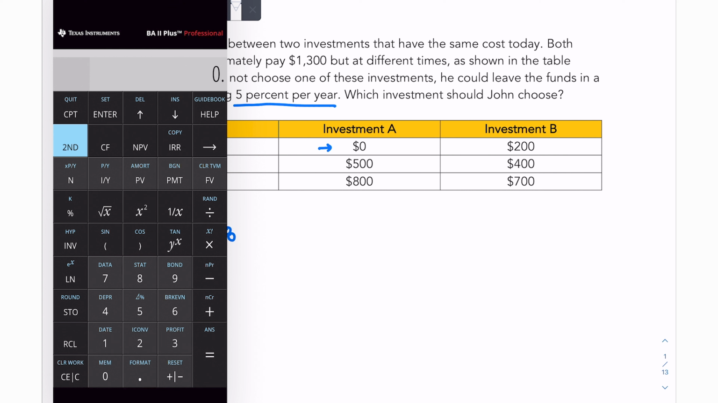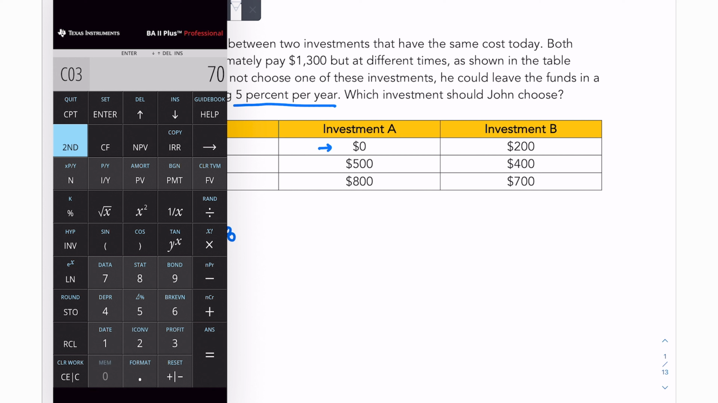For investment B, we're going to repeat that process. Cash flow, second clear, so that we can clear everything that we had just entered. The first cash flow, so time 0 is 0. We'll always leave that as 0. Then we'll arrow down. The cash flow at time 1 is 200. So 200, enter, down. We'll leave the frequency as 1 because it's only happening once. Then the second cash flow is 400. Enter, down, leave the frequency as 1.